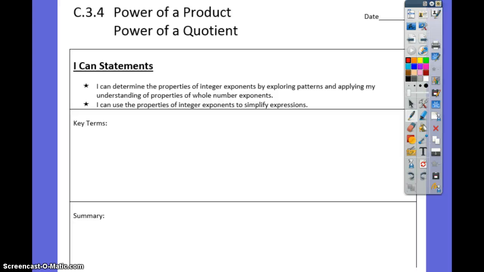Okay, today's lesson is 3.4, power of a product and also power of a quotient. Now, product is an answer you get when you multiply. Quotient is an answer you get when you divide. Your I can statements are, at the end, we want you to be able to say, I can determine the properties of integer exponents by exploring patterns and applying my understanding of properties of whole number exponents. Also, you're going to be able to hopefully say, I can use the properties of integer exponents to simplify expressions.